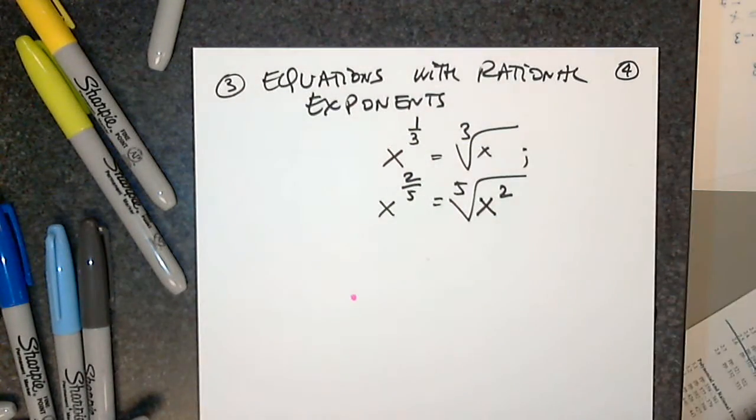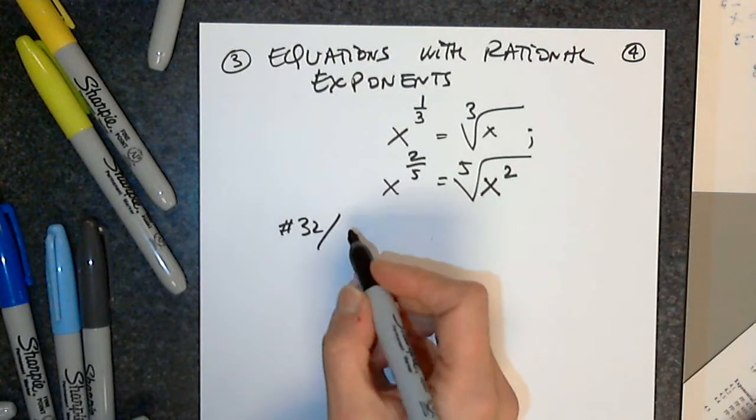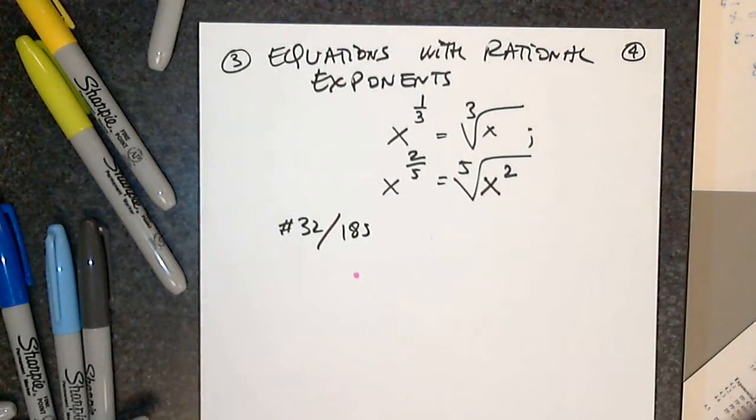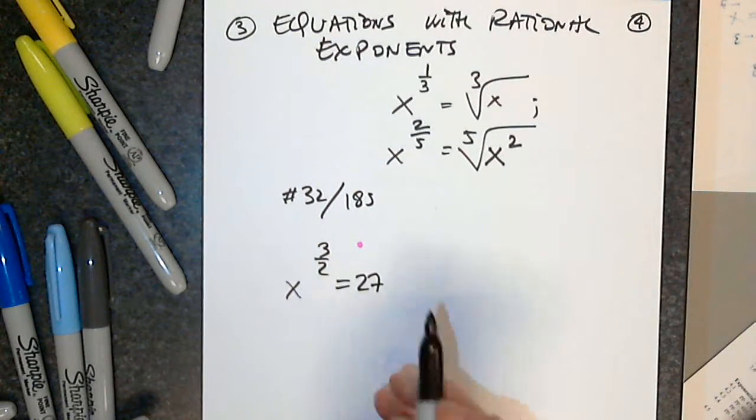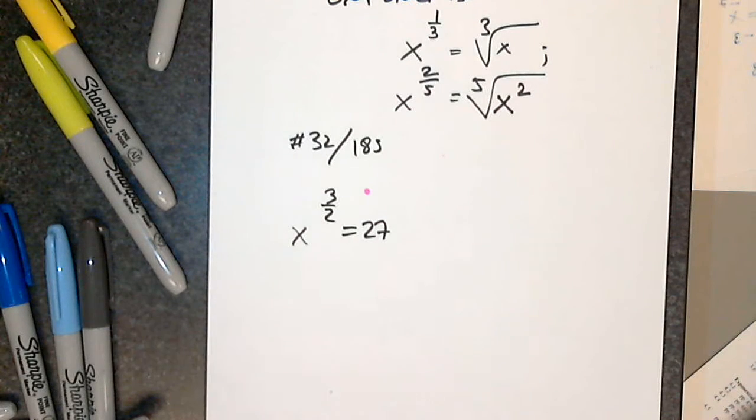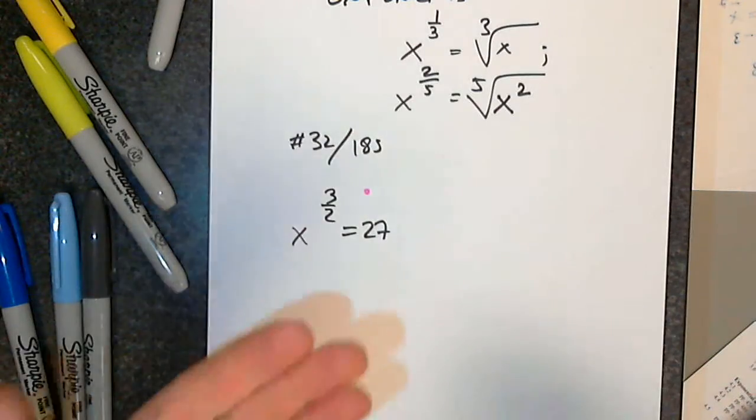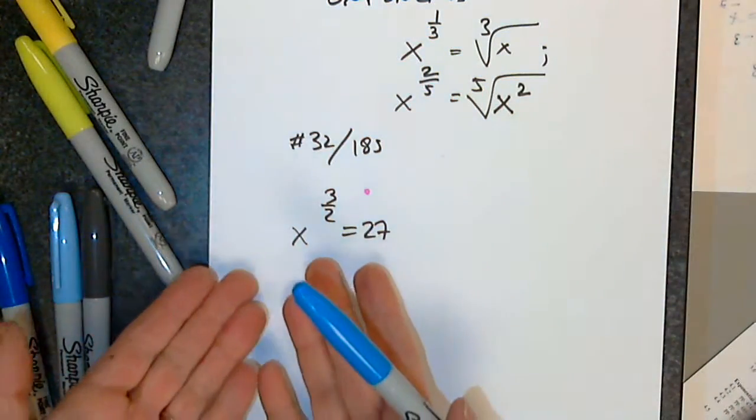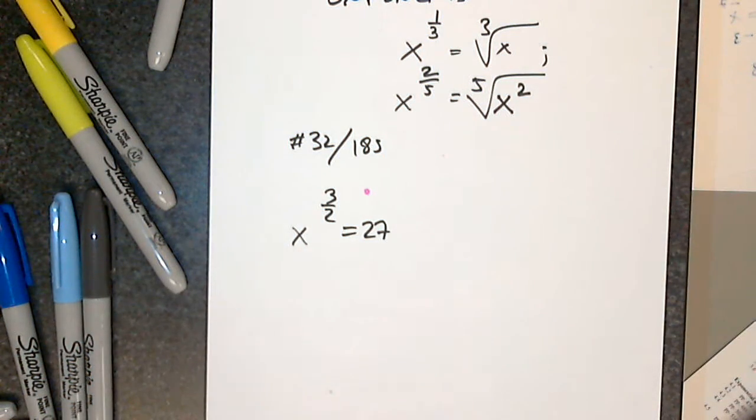And the recommendation for this is 31 through 37. Please choose. 32. Very good. So let's look at 32 on page 185. And we have x raised to 3/2 equals 27. Like we mentioned a minute ago, you can change the exponent into a radical. If that's easier for you, please do so.